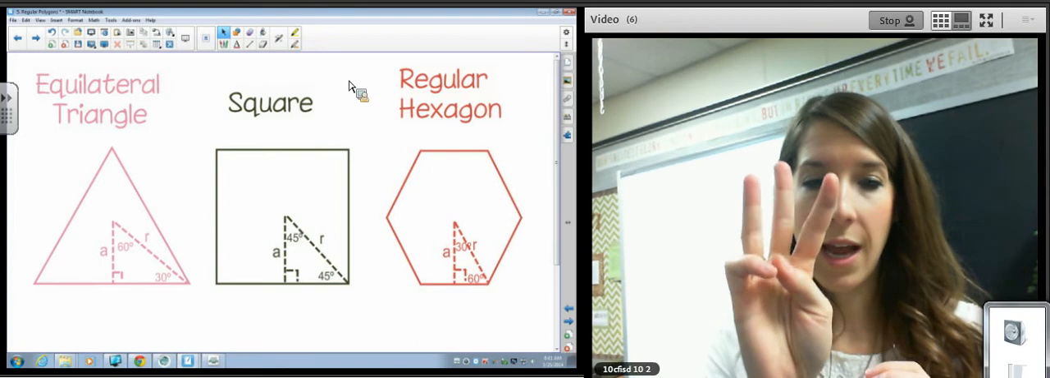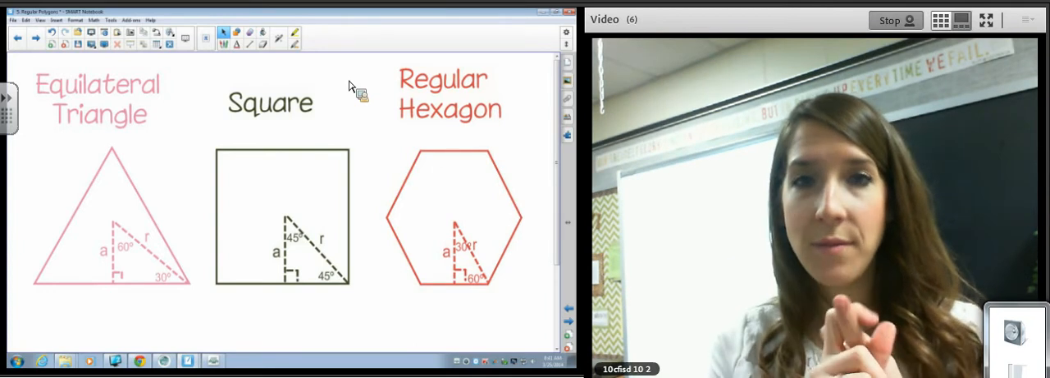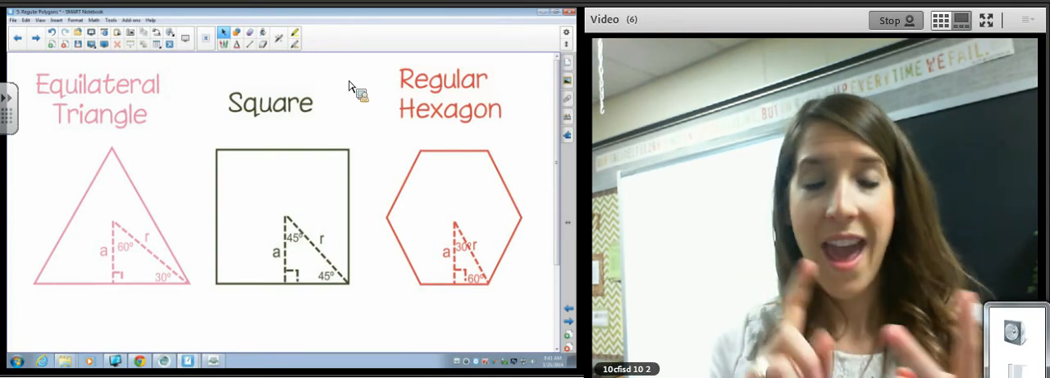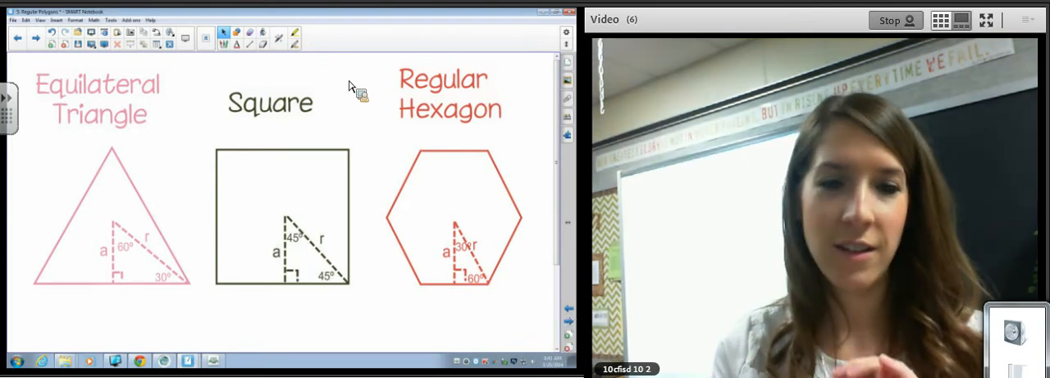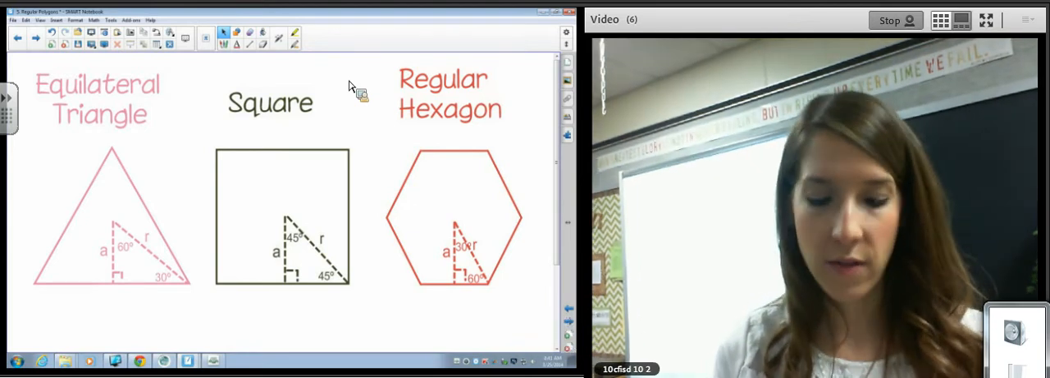Those are the only 3 times, EG. So pentagon, got to use trig. Heptagon, you got to use trig. Octagon, you got to use trig. Nonagon, you got to use trig. And we'll do one of those at the end. That'll be the last thing we do.